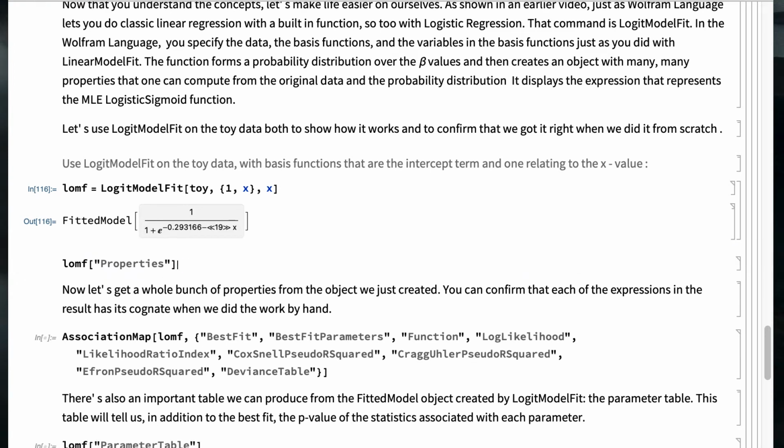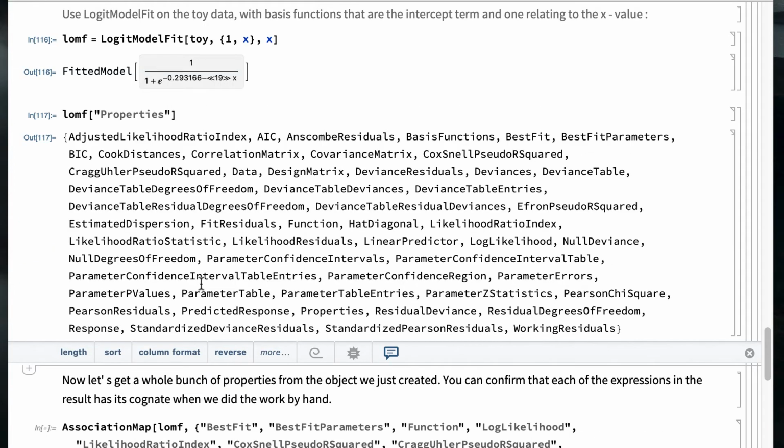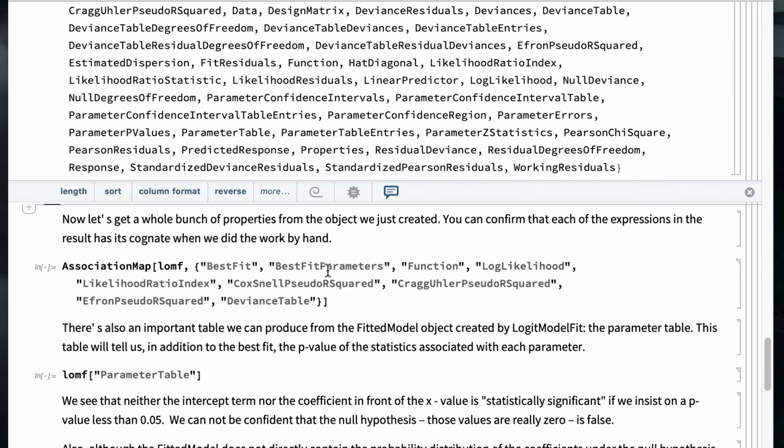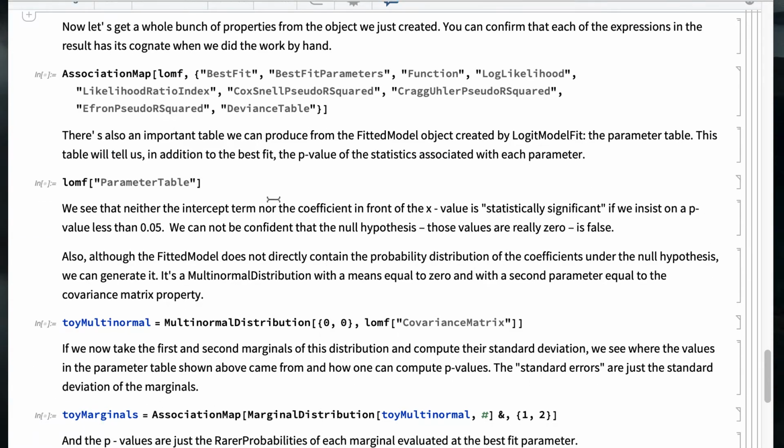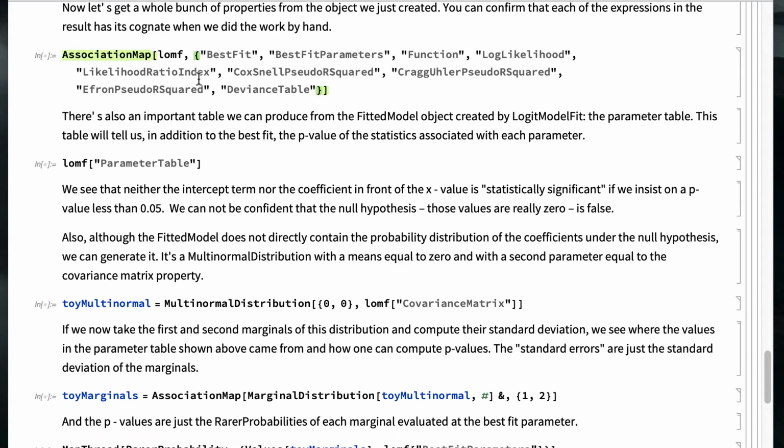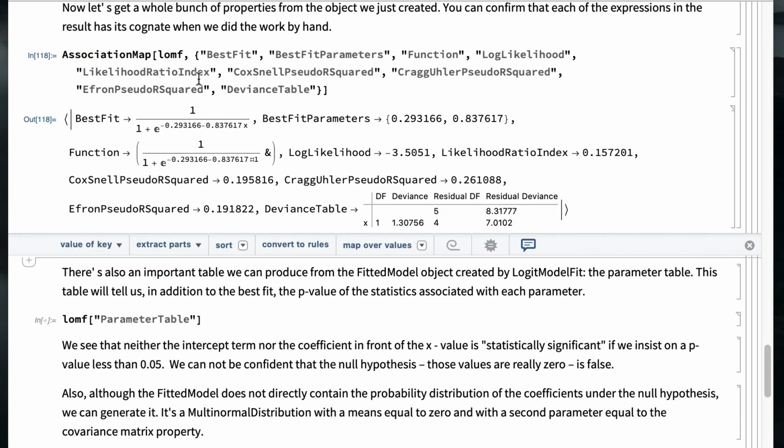We can find out what properties we can learn about lomf. And it turns out that there are a lot of properties inside this object. Let's get a couple of them under our belts. So let's look at things like best fit parameters, function, log likelihood, likelihood ratio index, Cox-Snell pseudo R squared, Craig pseudo R squared, Efron pseudo R squared, and something called the deviance table. Let's do it. All right.